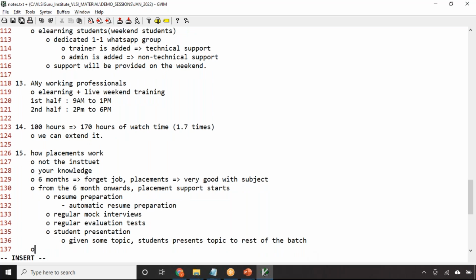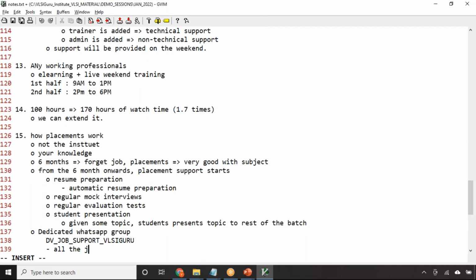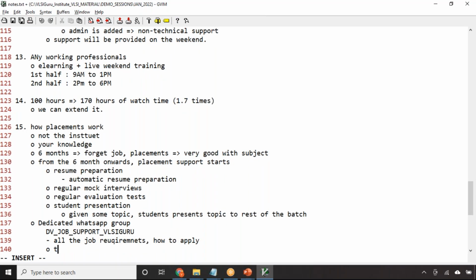Now, when it comes to placement support, we have a dedicated WhatsApp group, for example, the DVH job support VLSI group. It's our WhatsApp group. You will be added into this group, and there we will be posting all the job requirements and how to apply. Your profiles will be shared with the company, and the company will take it forward.